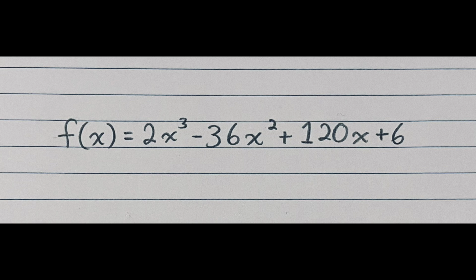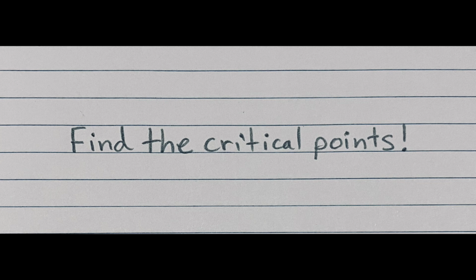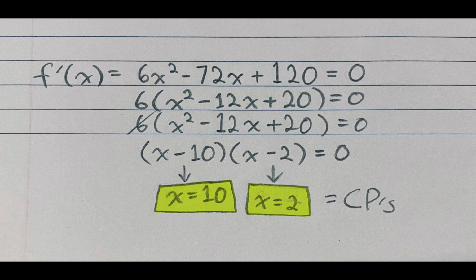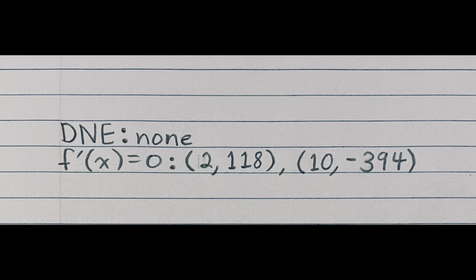So the first thing we should do is to find the critical points. So the critical points can be found where the derivative is equal to 0 or the derivative does not exist. So I found the derivative to be 6x squared minus 72x plus 120, and I set that equal to 0. And after factoring, I found that x equals 10 and x equals 2, so those are my critical points. And since the derivative always exists, for D and E you can just put none.